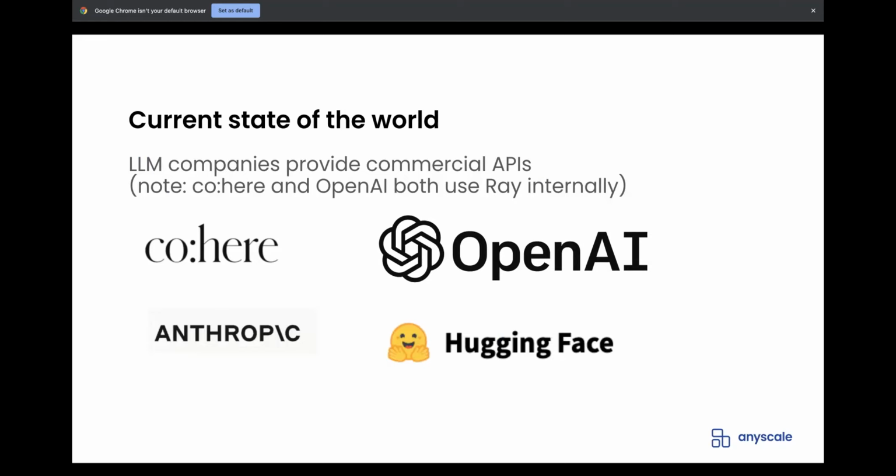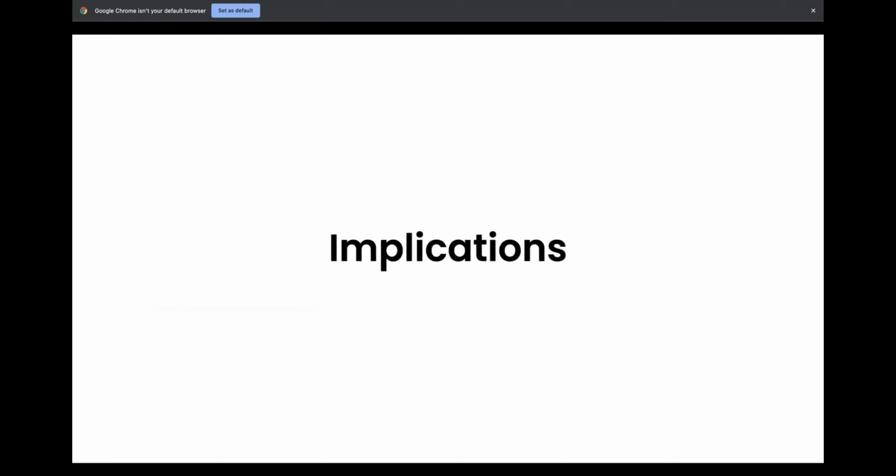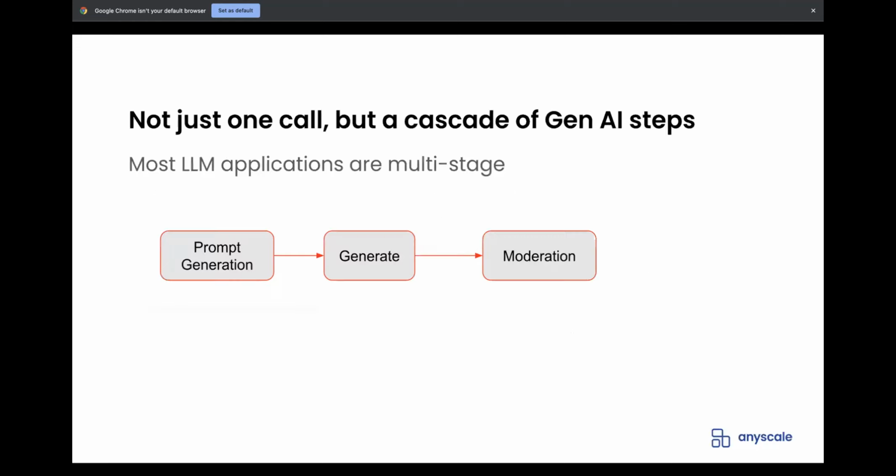Similarly, for Cohere, for Anthropic, and Hugging Face, they have their own version of APIs you can call. It sounds very simple, right? It's just one URL you can hit and get the result, string in, string out. But actually, it's more complicated than that.